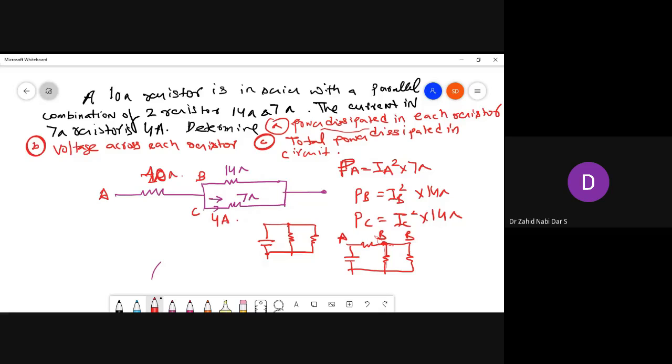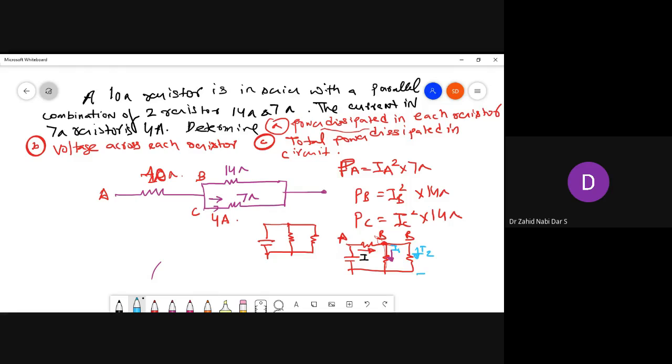So the current entering this point B is what? Suppose this is the current that is entering point B, suppose this is I. And what is leaving this point B? One current that is leaving is this, and another current that is leaving is this. So this is I1 and I2.